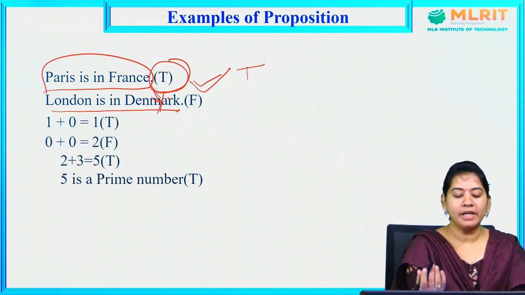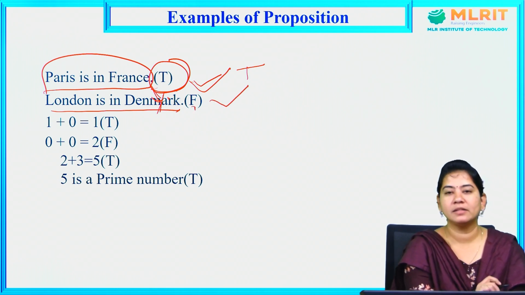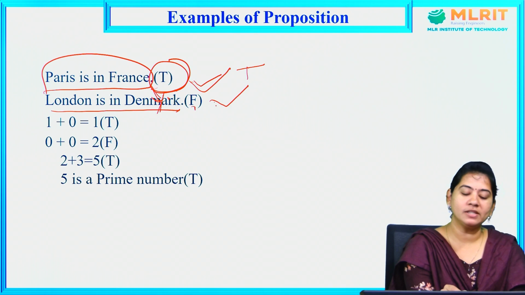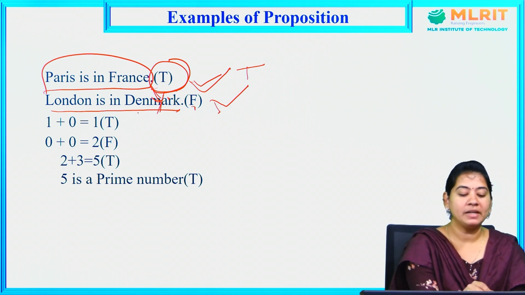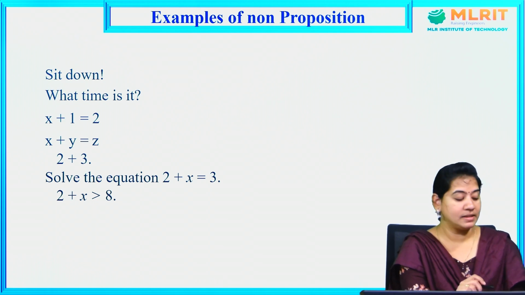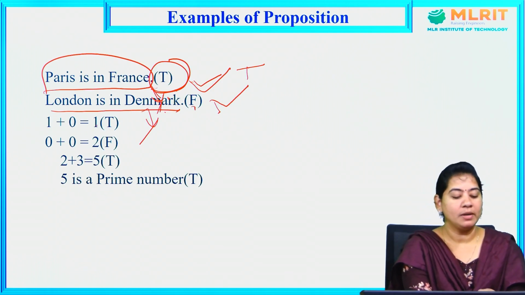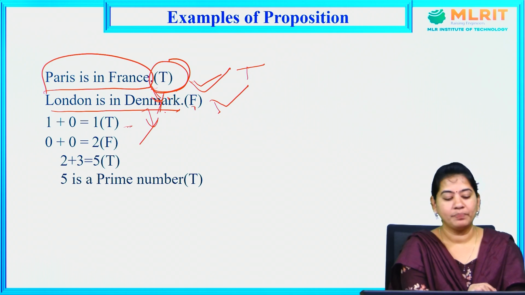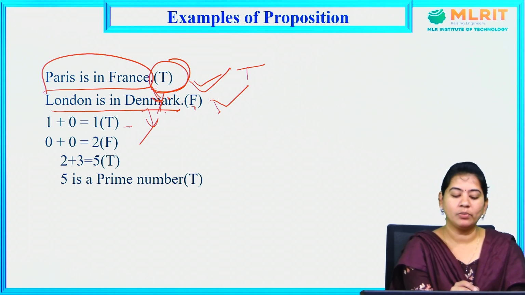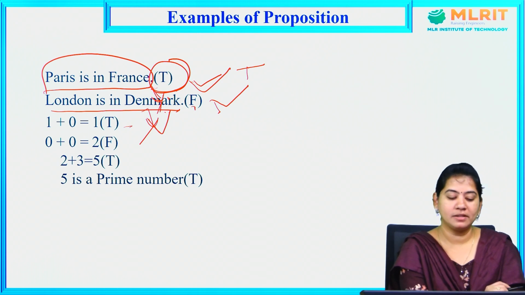And next, London is in Denmark. Here we know that London is not in Denmark. We understand that this is a false statement. But even though it is a false statement or a true statement, it is giving some information. So, that's why we are considering this a statement. Okay. Next we have 1 plus 0 is equal to 1. We know that 1 plus 0 is equal to 1. Yes, so this is a true statement. So, we can say that this is a statement.